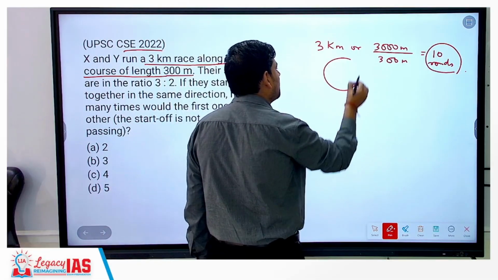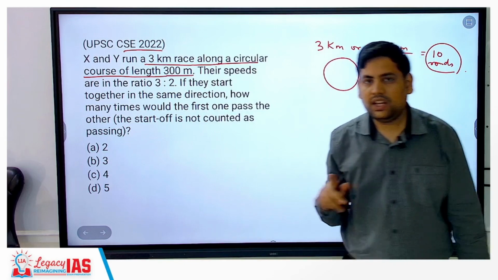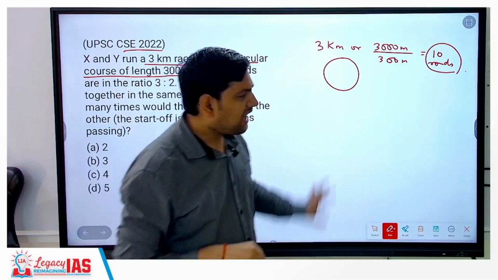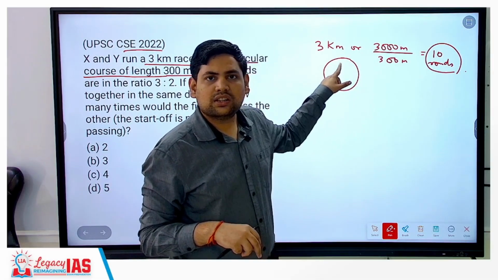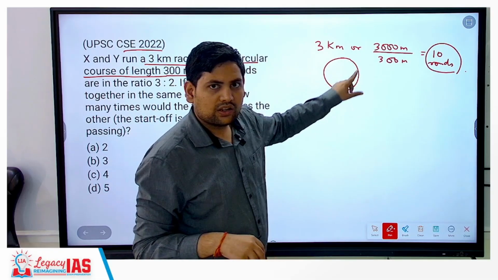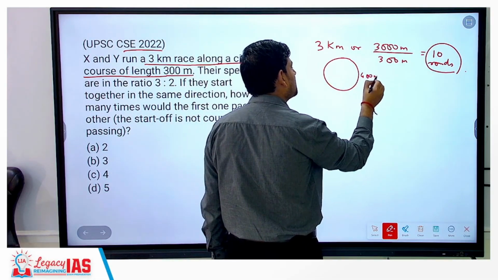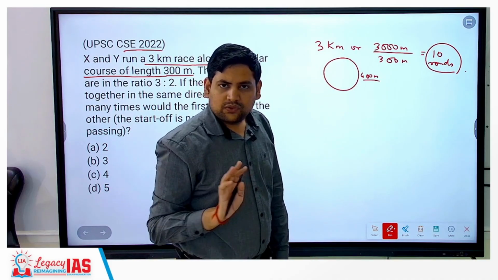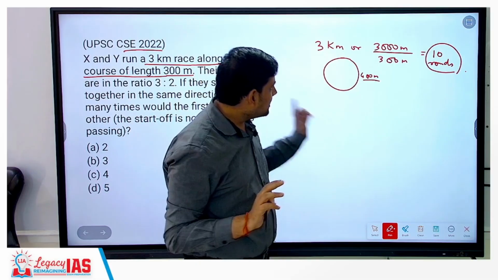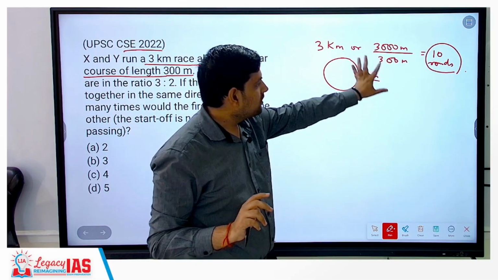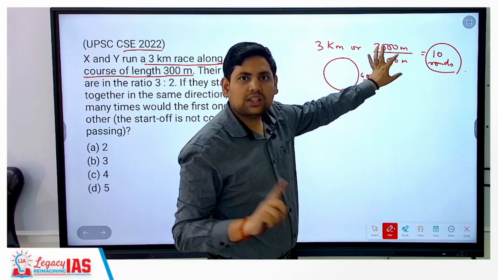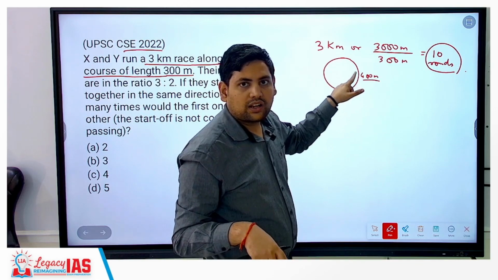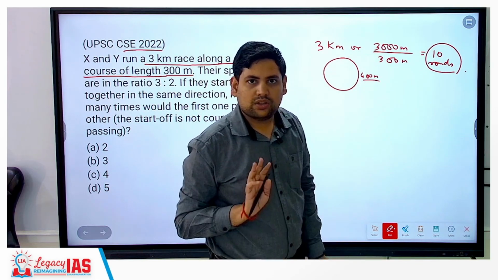For example, you go to a garden and you have an aim that I'll walk for 4 kilometers today. Now the garden won't be a 4-kilometer circumference. Let's say this garden is only 400 meters. Then what will you do? You will cover 10 rounds of this garden to cover 4000 meters or 4 kilometers. Similarly, they are doing it here as well. So there are 3000 meters they have to cover, a 3-kilometer race, and 300 meters is the length of this entire track. So therefore they'll cover 10 rounds.